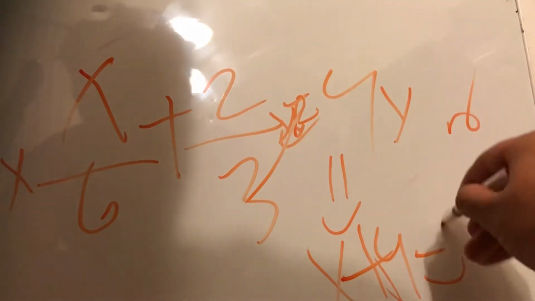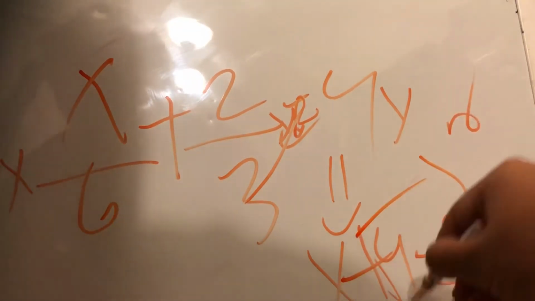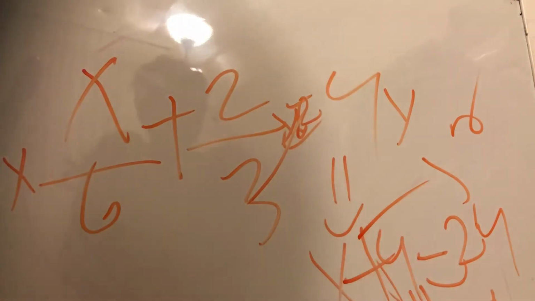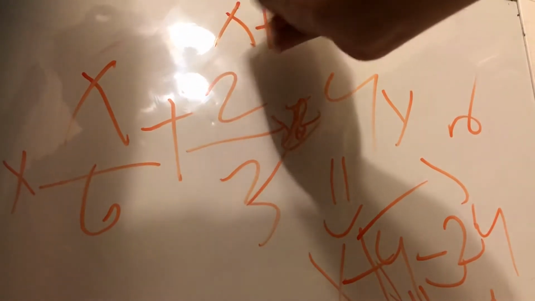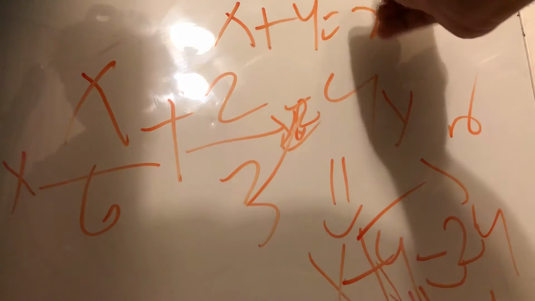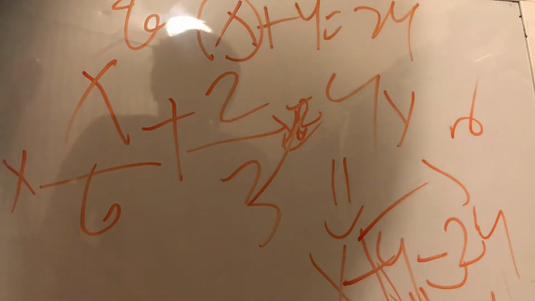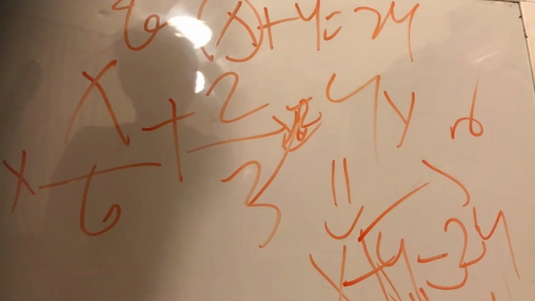X plus 4 equals 24. And we move the 4 over. X is equal to 20. For this question we can only have one answer, because there is no number besides 20 that x could be to satisfy this equation. X plus 4 equals 24, so x is always 20.